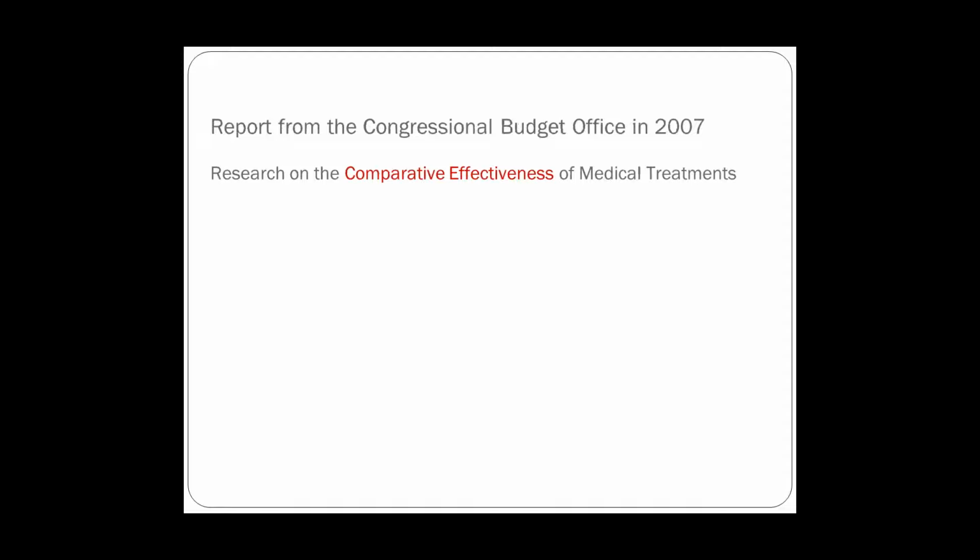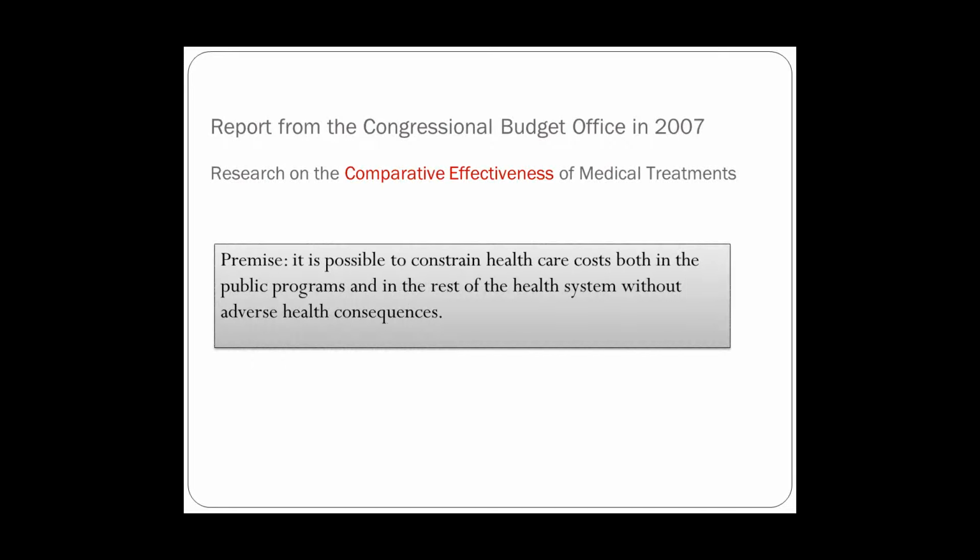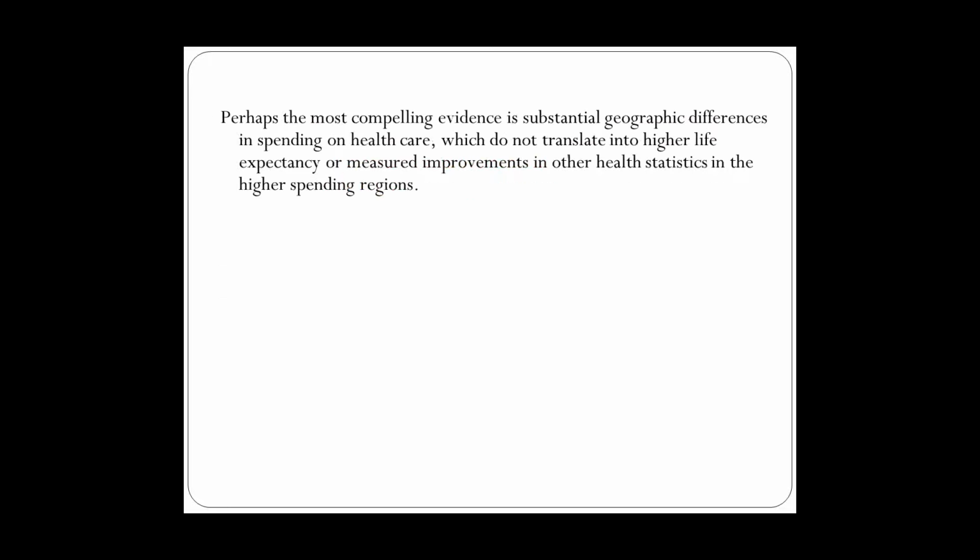The drive for evidence and the drive for cost containment, among other things, led to this report from the Congressional Budget Office in 2007. They published research on the comparative effectiveness of medical treatments. And the premise of this document was that it is possible to constrain healthcare costs, both in the public programs and in the rest of the health system, without adverse health consequences. So this report was advocating for research on the comparative effectiveness of medical treatments.